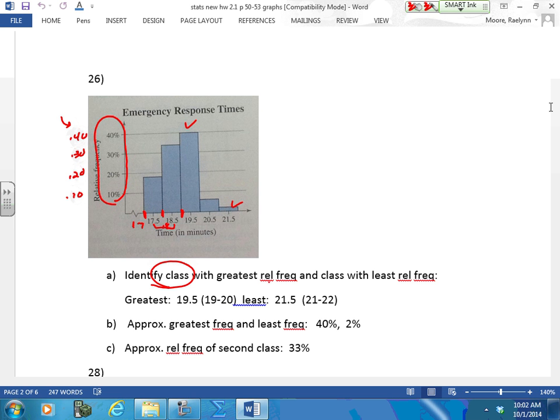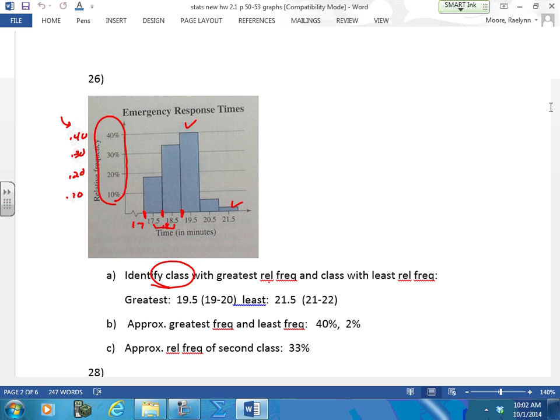Your class is really small. It's a very small class. They kind of loop them together really tight in here. Your midpoints are only one apart. And that's not even counting your class boundaries. So your class width is really small. It's less than 1. Approximate the greatest frequency.